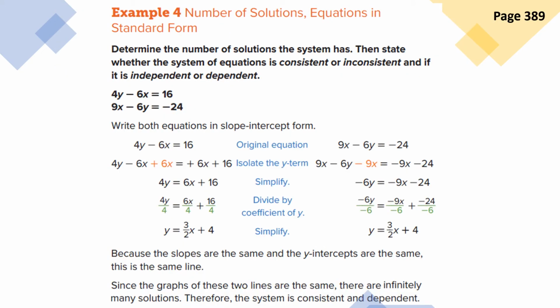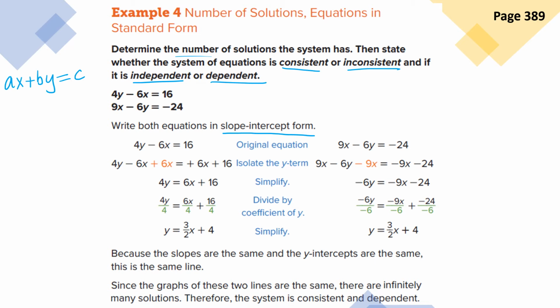Okay, now number of solutions, equations in standard form. You are given the equation in standard form. I hope you remember standard form is ax plus by equal to c. So you have to say whether the system is consistent, inconsistent, independent or dependent. So it will be good to change in slope intercept form.